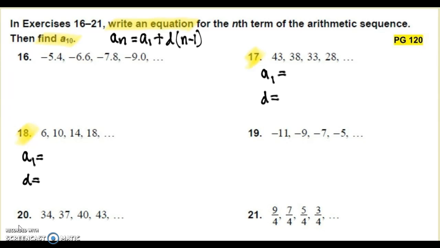and so you can either use your equation for that, or you can continue the pattern. So for each of these problems, I want you to find the 10th term. So question mark, what is that? And then over here, what is the 10th term?